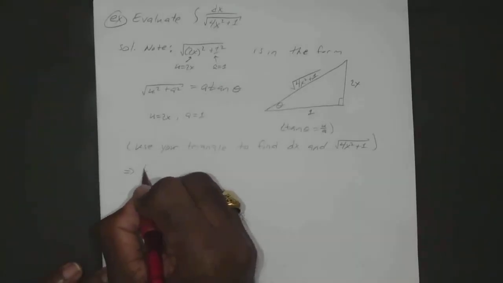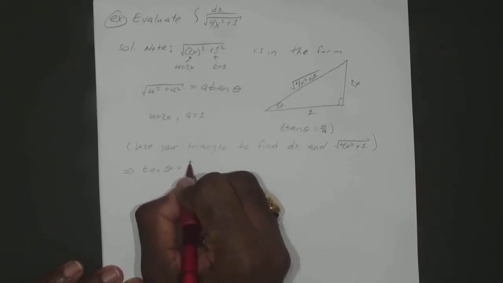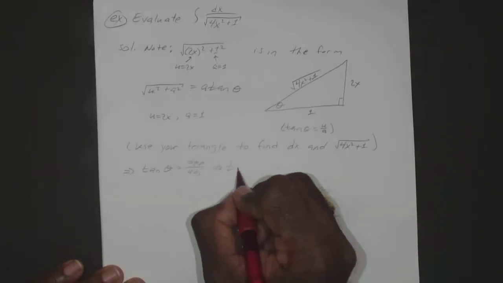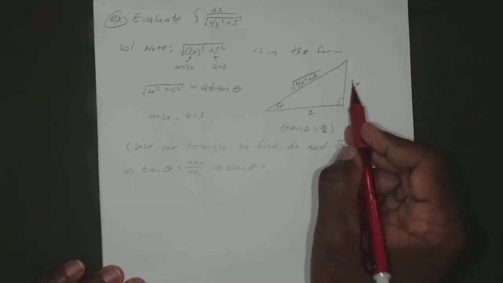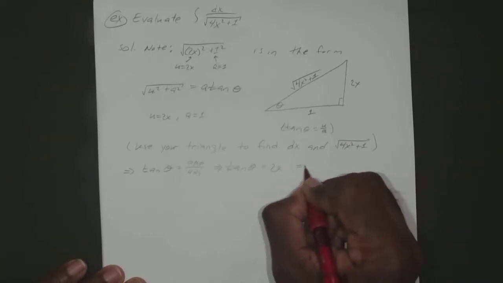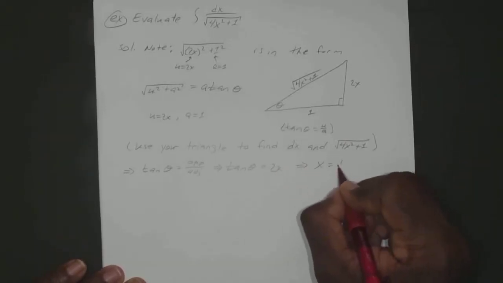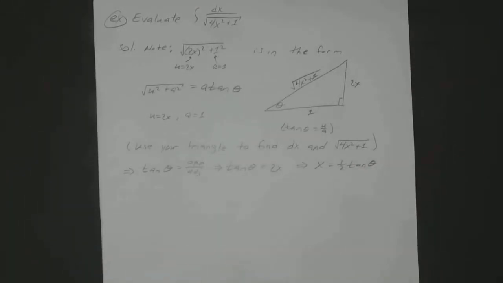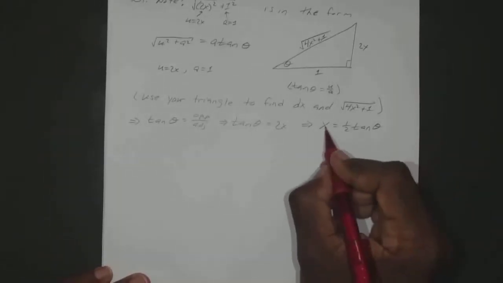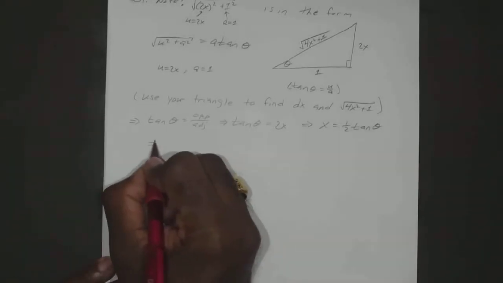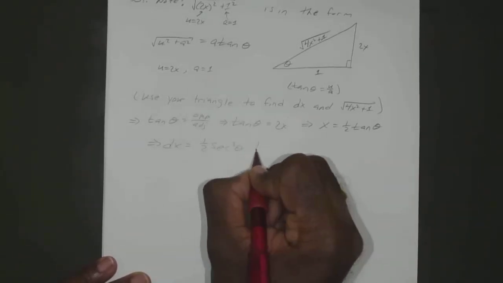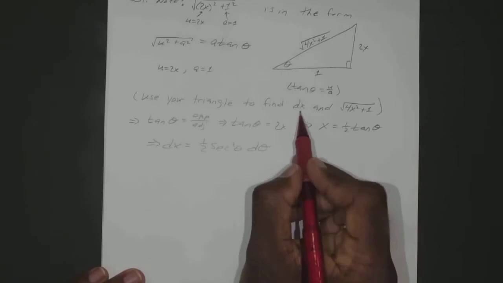Okay, so tangent theta, which is opposite over adjacent, means your tangent theta is going to equal 2x, which means your x is equal to 1/2 tangent theta. Okay, so we have our x, which means we have to find our dx. That means your dx is equal to 1/2 secant squared theta d theta. Okay, so we got one of them out of the way.